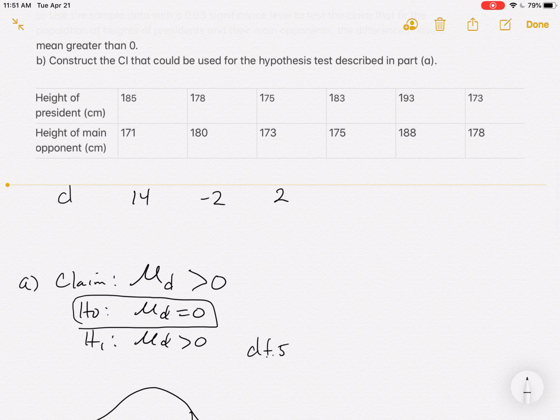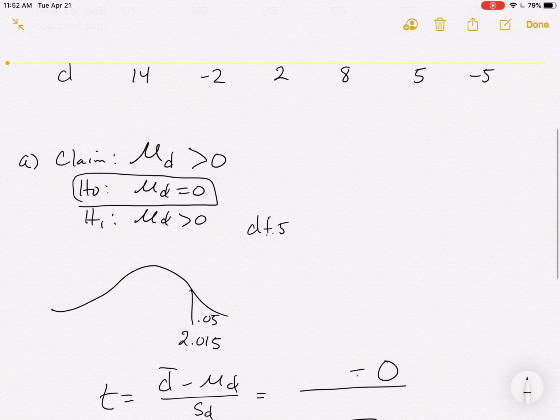183 minus 175 is 8, right? 8 inches. 193 minus 188, and we get a 5-inch difference. And 173 minus 178 is a negative 5. Don't let that negative 5 throw you off. That negative 5 just means that the president was actually shorter. So those will help us.